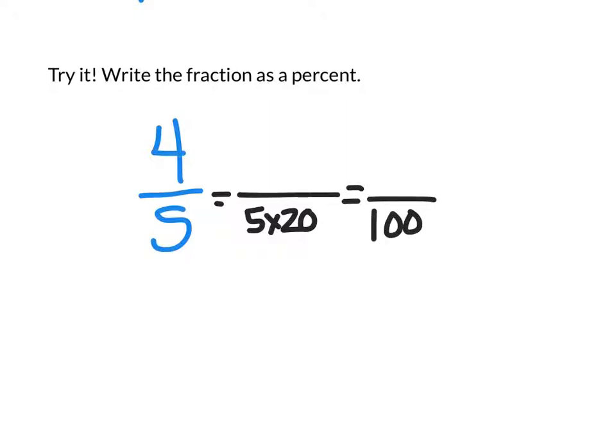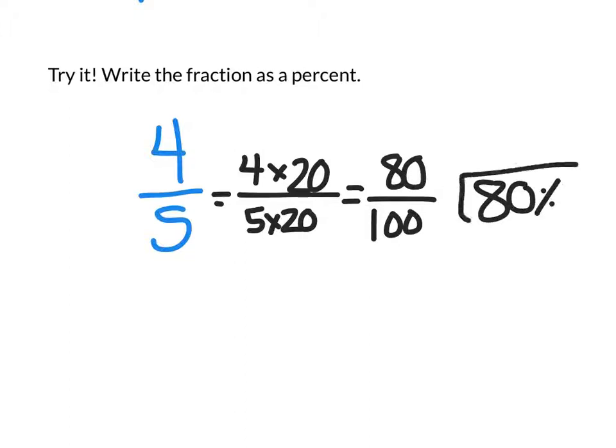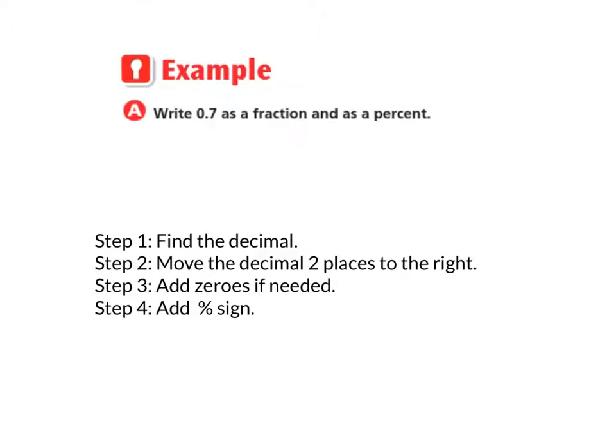If I multiply 5 by 20, then I multiply 4 times 20. 4 times 20 is 80, which gives me 80%. Alright, so that was changing a fraction to a percent. Now we're going to change a decimal to a percent.